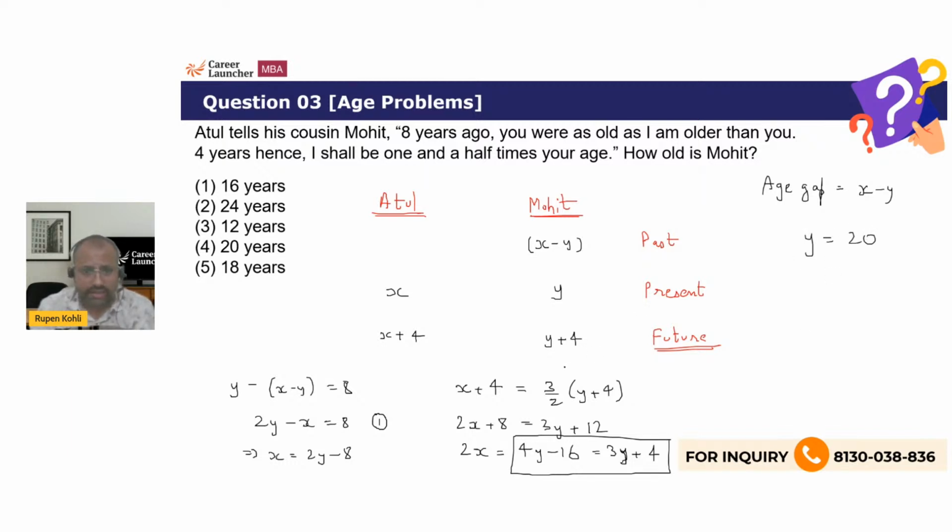Y is 20, and what is it that we're looking for? We are looking for the current age of Mohit, which is looking for X. So from this equation, X is 2Y minus 8, which is 2 into 20, 40 minus 8. So X is coming to be 30. Just a second. I've got something wrong, I guess. 1 second.